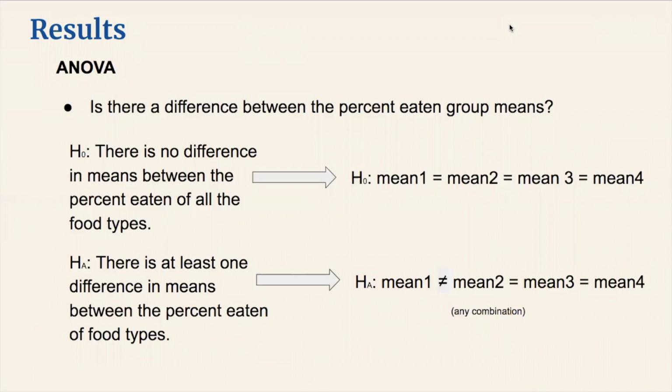But the alternative hypothesis states that there's at least one difference in means between the percent eaten of food types. So maybe the walnuts don't equal the sunflowers, or the sunflowers don't equal the apple slices, but it doesn't really matter which one. It can be any combination. It just means that one of the means does not equal another one.